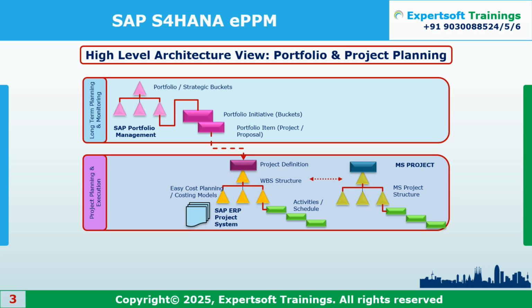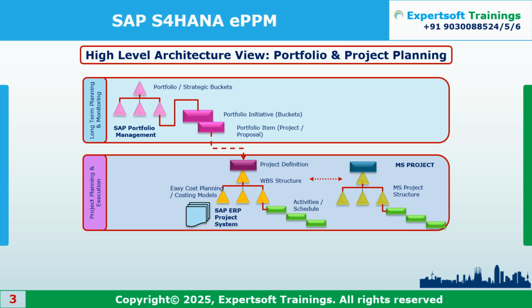So under the item, either you can create PS projects, or there is also something called a C project. C projects is nothing but collaborative projects. There also you can do the project creations and all. It's similar to your MS Projects. So directly you can link from the C projects also.